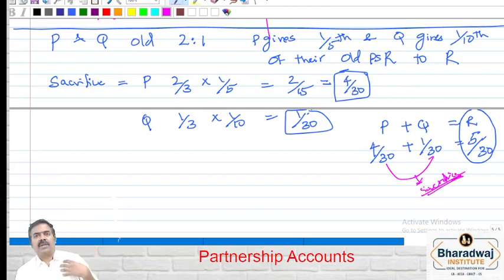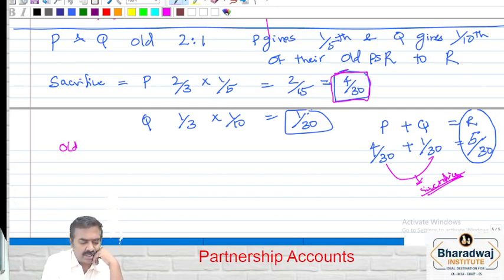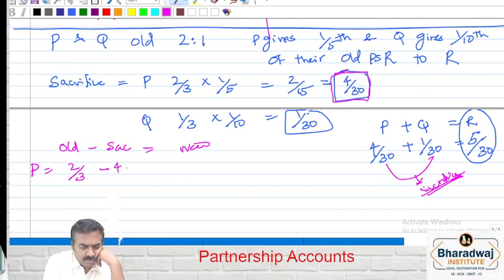Once again, I repeat. My share 2/3, in that 1/5 I am giving away, which means 2 by 15. For ratio purpose, we want a common element, so 4 by 30. Q, 1 by 3 into 1 by 10, 1 by 30. So 4 by 30 plus 1 by 30, how much? 5 by 30. Now we can work out old ratio minus sacrifice will give us the new ratio. P's old ratio is 2 by 3, sacrifice is 4 by 30, which will give us the new ratio. So 30 LCM.